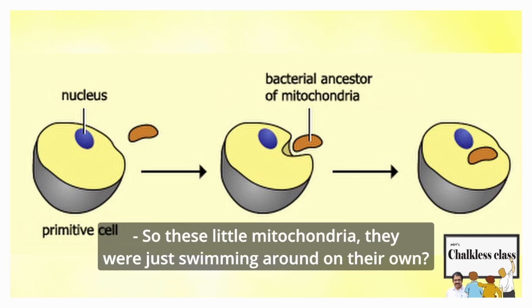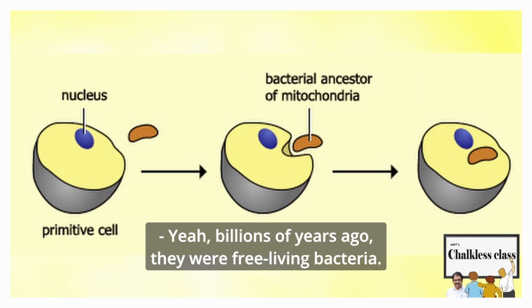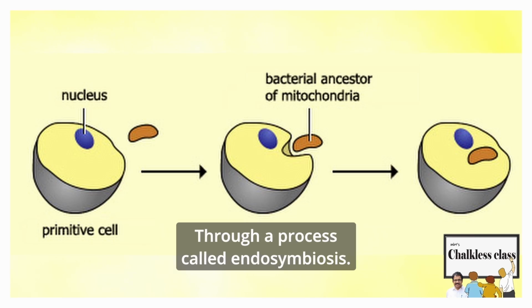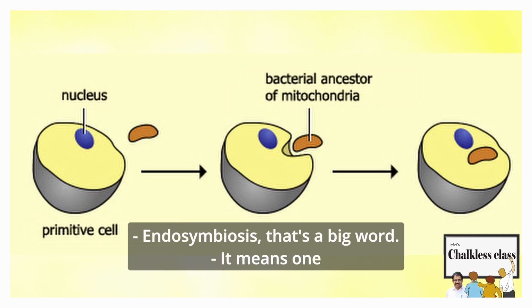So these little mitochondria were just swimming around on their own. Yeah, billions of years ago, they were free-living bacteria. And then what happened? How did they get inside our cells? Through a process called endosymbiosis.